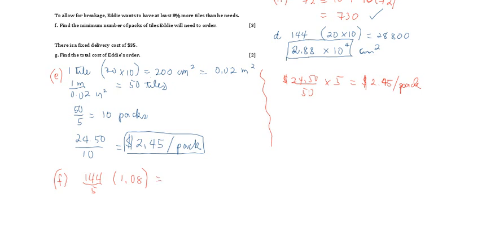So you will be needing here 31.04 packs. But when you say packs of goods, it must be in integral form. So you need 32 packs in all. Okay, there is a fixed delivery cost of $35. Find the total cost of Eddie's order. Let's find the total cost.